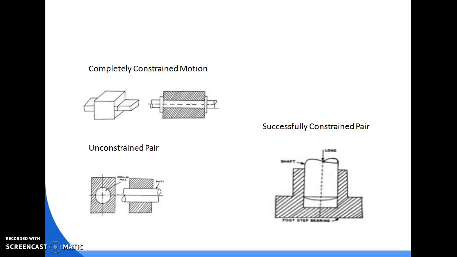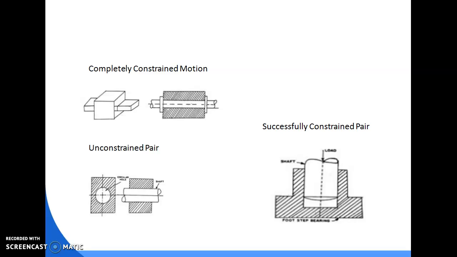Then third, we will see the successfully constrained motion. The motion is said to be successfully constrained when the motion between the elements forming a pair is such that constrained motion is not completed by itself but by some other means. Means some external force will be applied to make an unconstrained pair into a completely constrained pair.